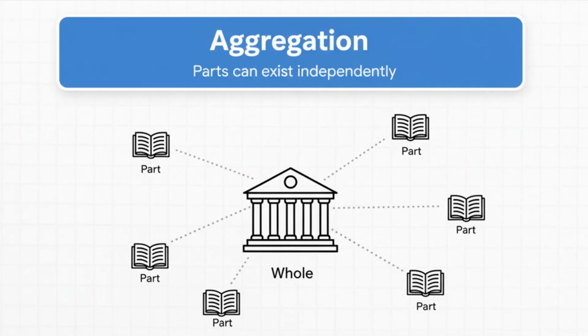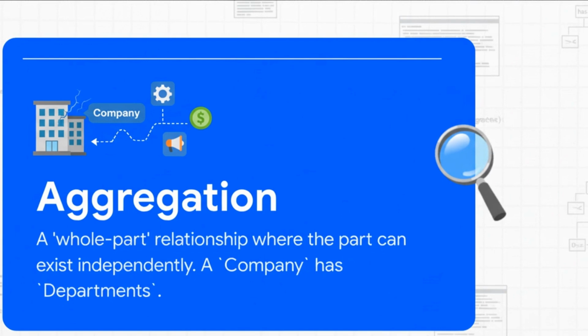Then we've got aggregation. You can think of this one as composition's more laid-back cousin. It's also a has-a relationship, but there's a really important difference. So, if the company goes out of business, the departments don't just vanish into thin air. They could, in theory, exist on their own or become part of another company. It's perfect for modeling those looser connections where things are grouped together but not tied at the hip.